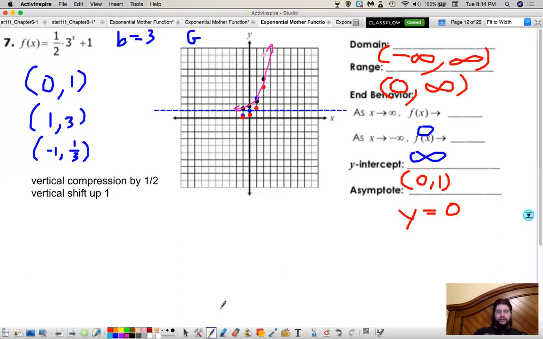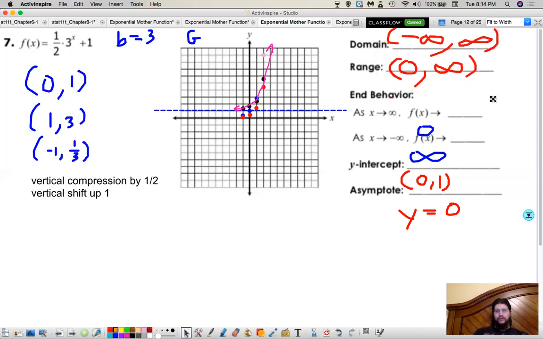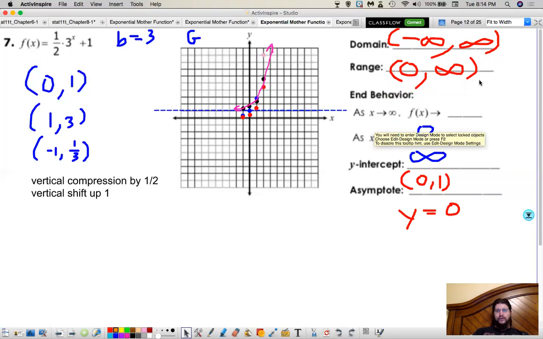Let's see about this stuff over here. Domain, that's good. All real numbers. That's not changing for us. Range, I'm going to get closer and closer, not to 0, but to 1. That changed. End behavior: instead of approaching 0, as x gets really big, I'm approaching infinity. As x gets really small, I'm approaching 1. So our end behavior changed.